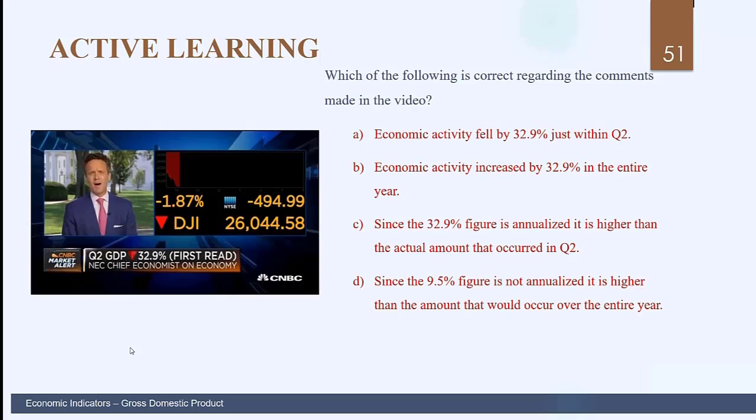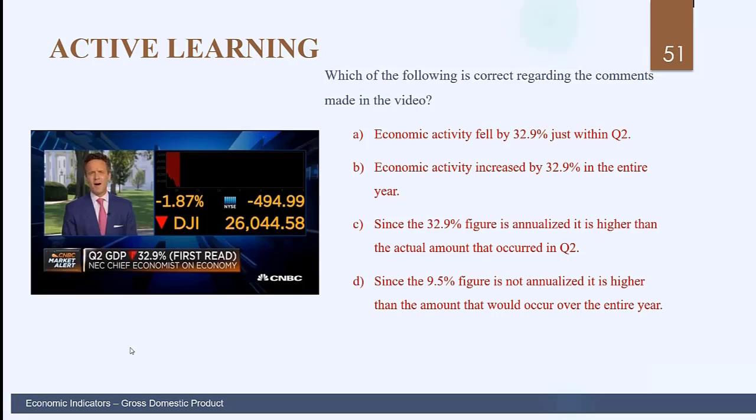Is that correct? Well, no, we know that that's not correct because we know that the reporter here mentioned that the 32.9% negative drop was annualized. So it can't be just referring to what happened in quarter two. In B, it says economic activity increased by 32.9% in the entire year. Clearly, that is not true. Clearly, we've had a drop in economic activity because of the COVID-19 outbreak.